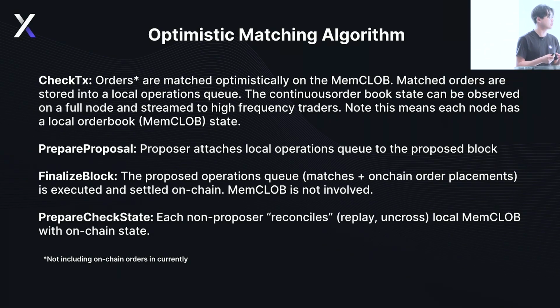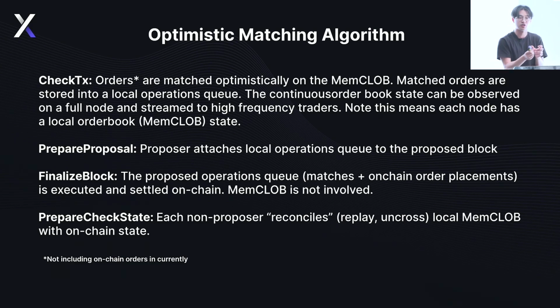So bringing these two order types together, we have the optimistic matching algorithm, which is how the MemClob basically works. Talking in terms of the ABCI lifecycle in the Cosmos SDK and CheckTx, as soon as a validator receives an order, it tries to match the order optimistically based on its local MemClob, right? Matched orders are stored in a local operations queue. This just means that I think these orders are going to be matched. This continuous order book state can be observed by a full node and streamed to subscribing parties, be it market makers or high-frequency traders.